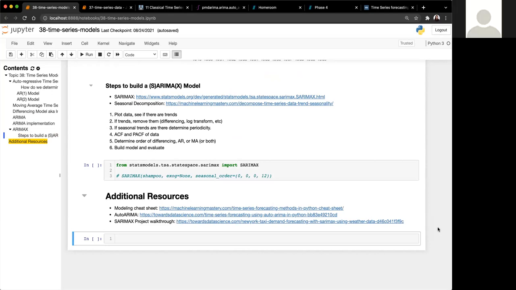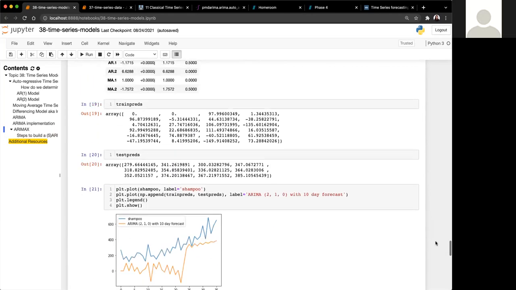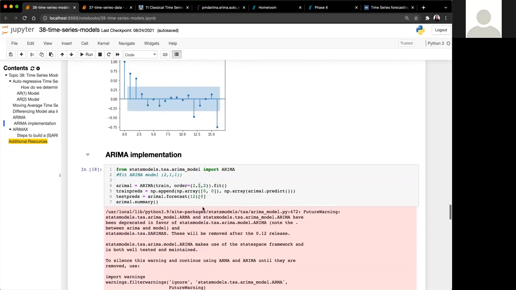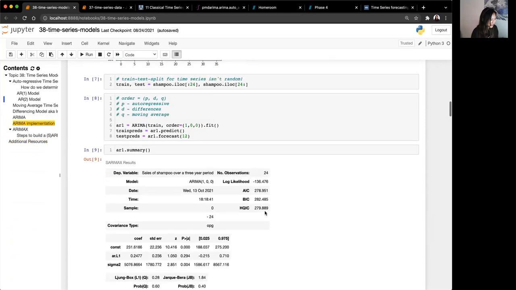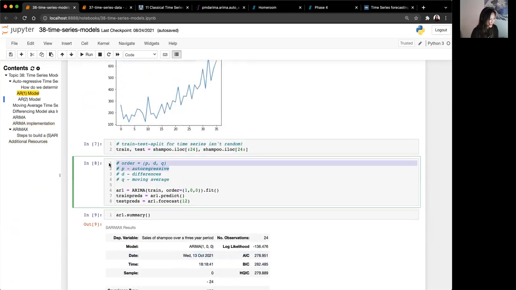Can you just clarify one thing? The 2-1-2 or the 2-1-0, I forget what each represents. Yes. So I know the ordering is a little weird, but P is the number of AR terms, D is the order of differencing, and Q is the number of moving average terms. Okay. All right. Thank you. You're welcome. Yeah, PDQ is something that'll start to stick.